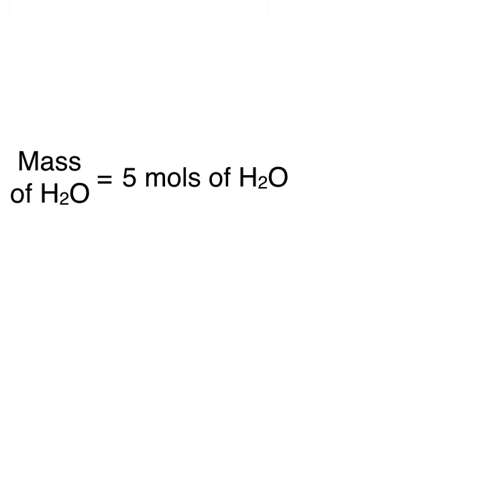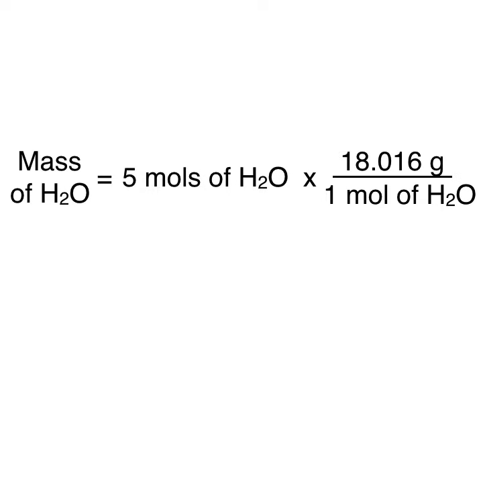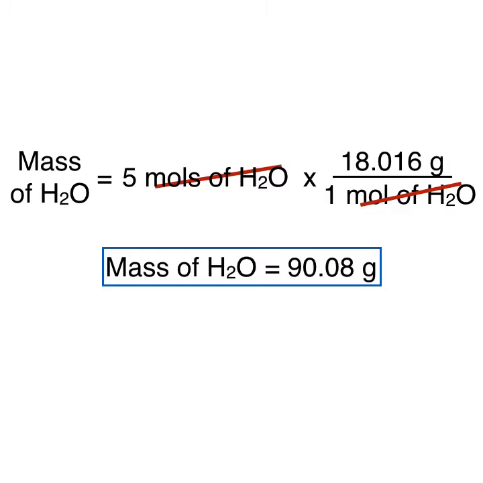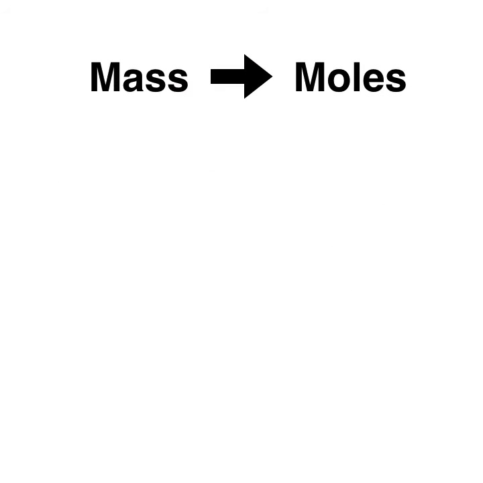Now, just as before, the mass will be equal to the moles of H2O, which in this case is 5, multiplied by the molar mass, which in this case is 18.016 grams per mole. The units once again cancel out, and we are left with 90.08 grams of H2O. So now that we've looked at going from moles to mass, let's see how to go about converting mass to moles, which is a very similar process.